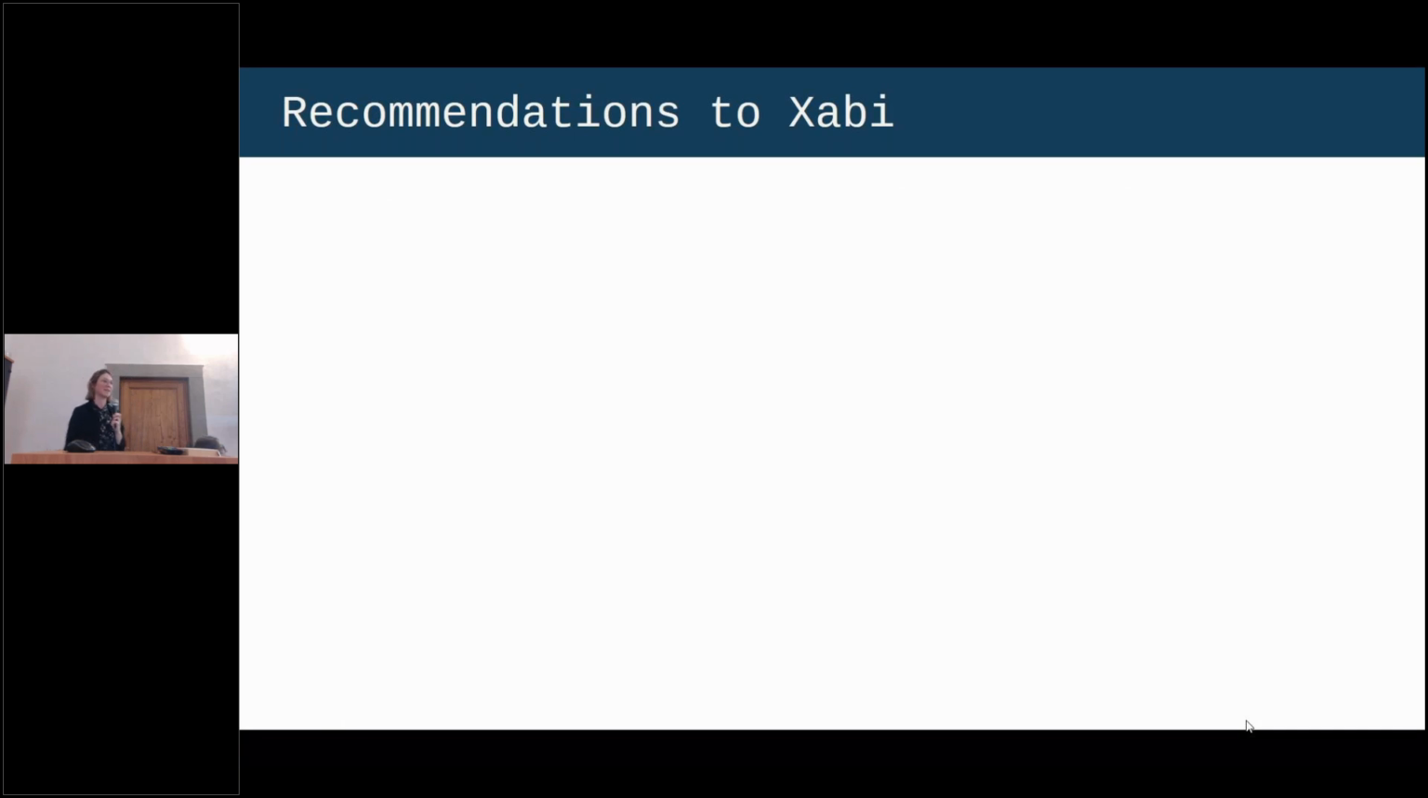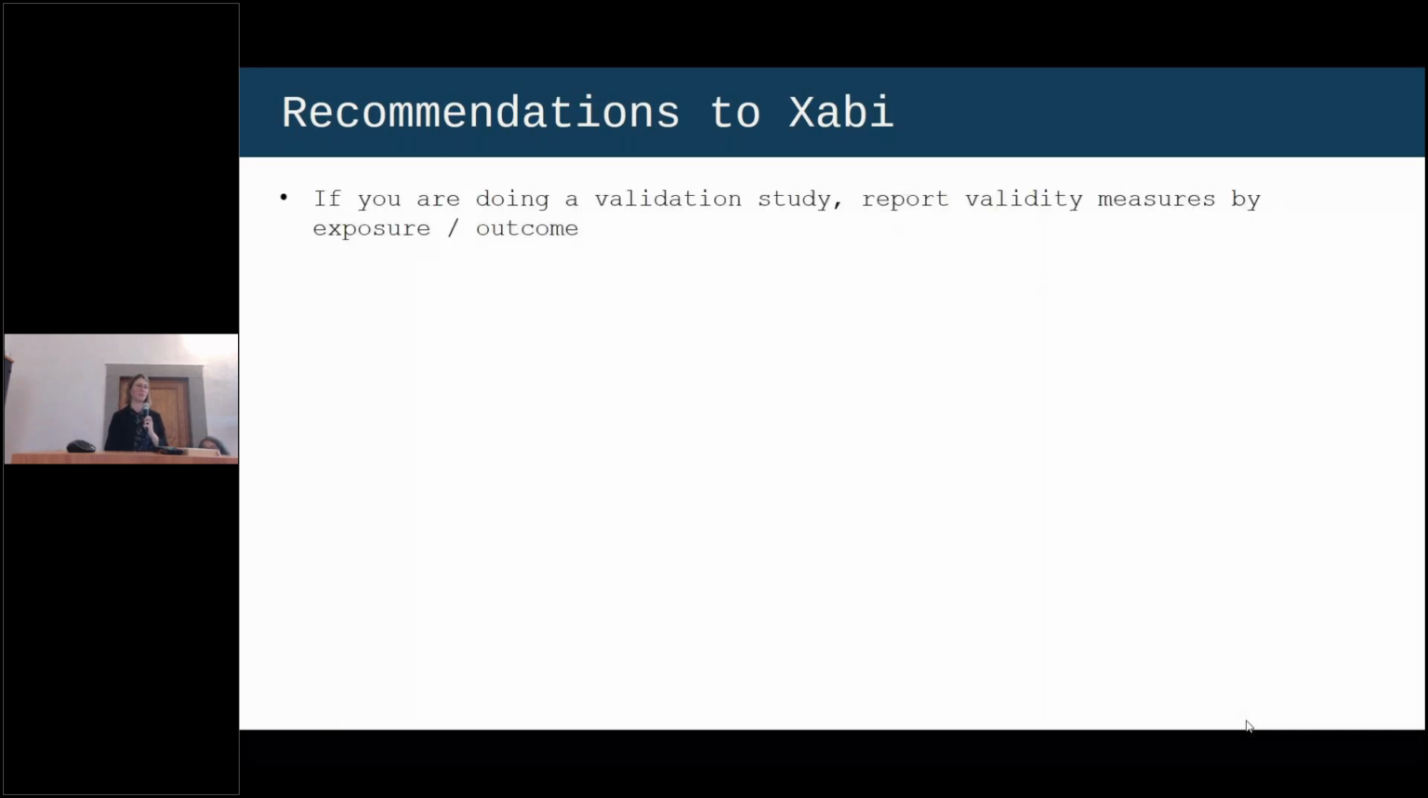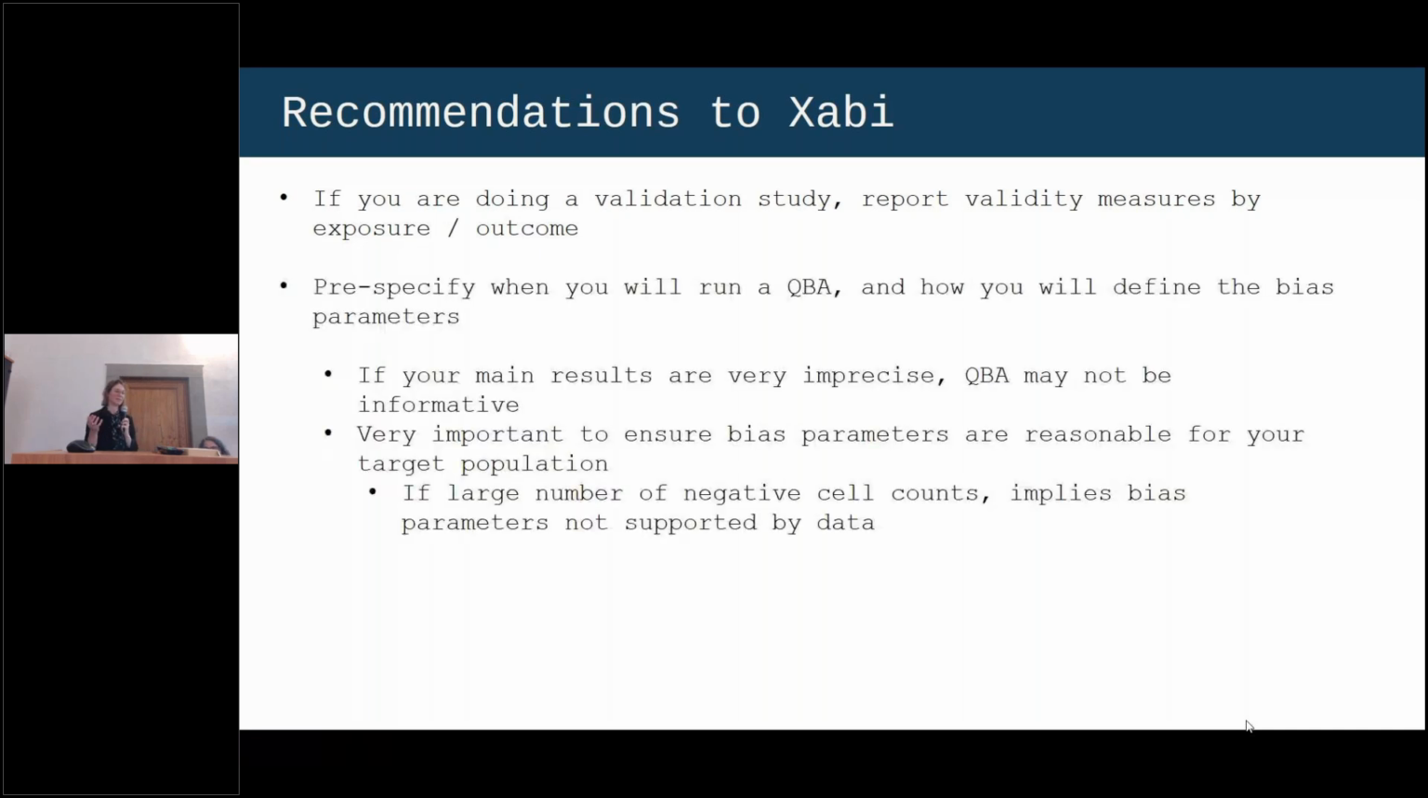Okay, so I know it's late, so I have a few recommendations. Some of them we've heard before, that if you do a validation study, please do it by exposure. That's very helpful. I wasn't actually sure, Shabby, if you were planning to do a validation study or a comparative treatment study. But if you were planning to do comparative treatment studies, here are some recommendations for QBA. So what I think is important is that you pre-specify your QBA.